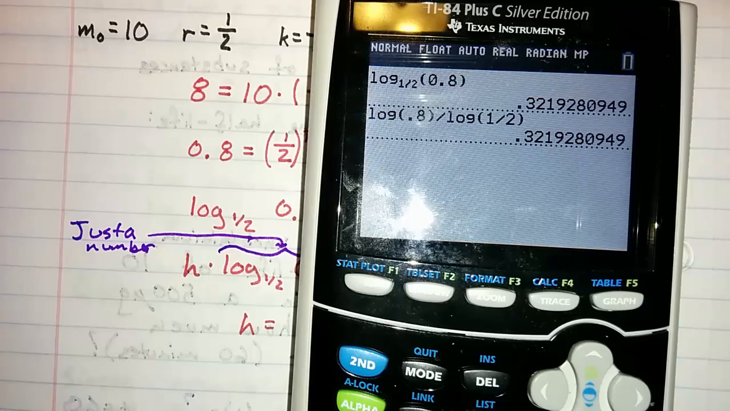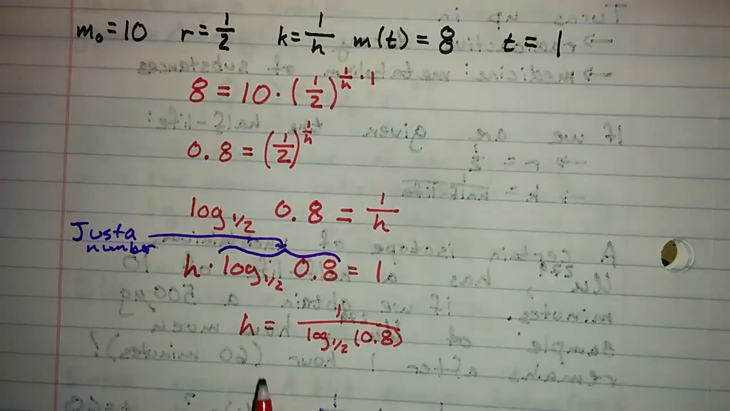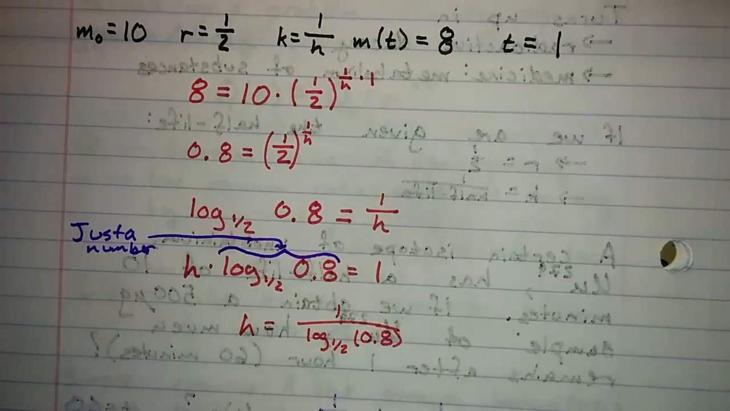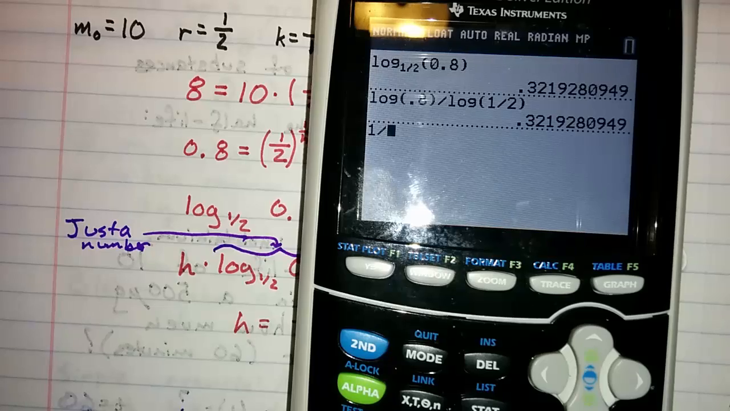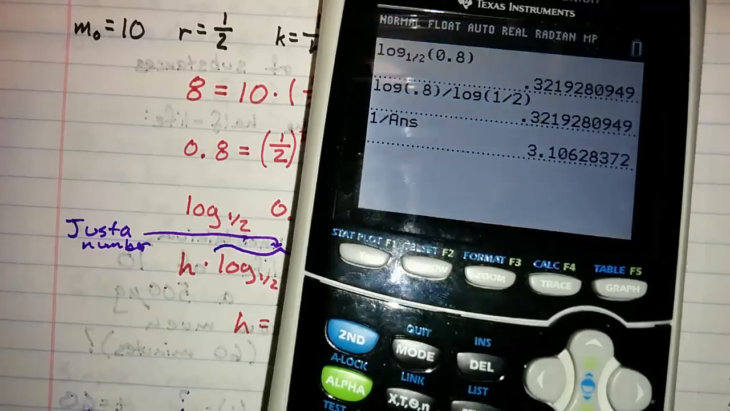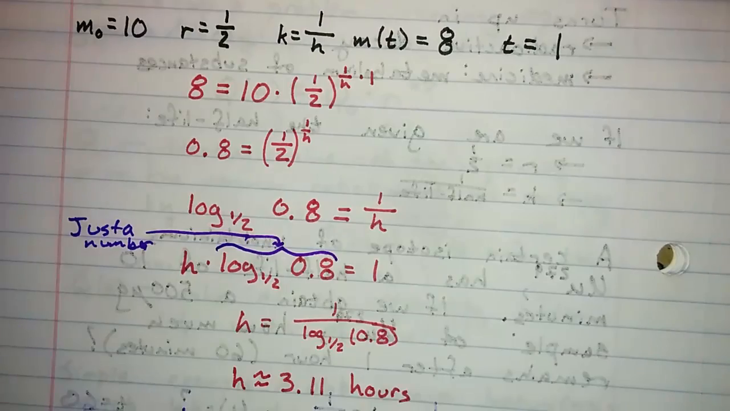Okay. And h is 1 over this value. So 1 divided by that decimal, about 3.11 hours gives us the half-life.